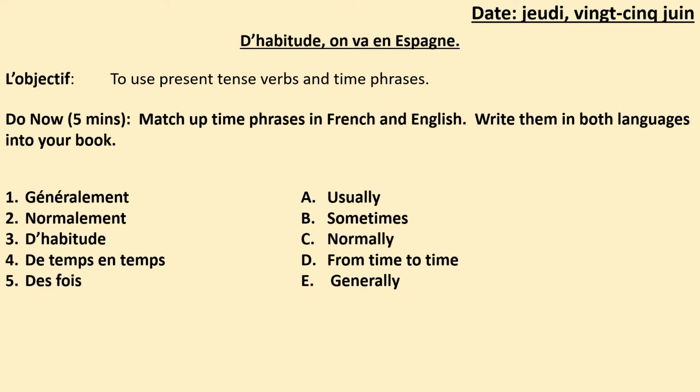And here's your do now. It should only take about 5 minutes. It's a quick match-up exercise. So you're going to write down the French time phrases on the left-hand side, number 1 to 5. And then next to each of them, you're going to write the correct English that matches it. Make sure both languages are written in your book. Pause to do that now.